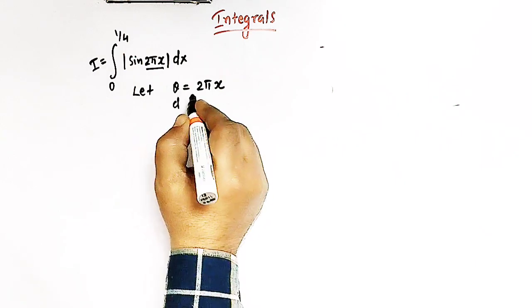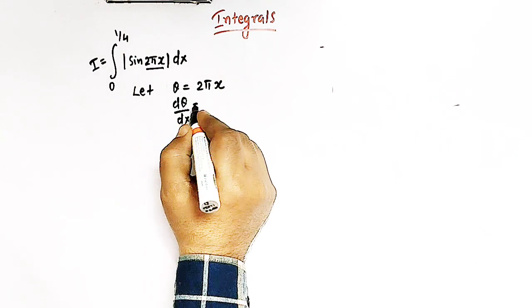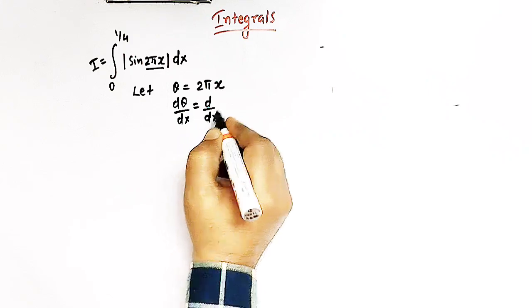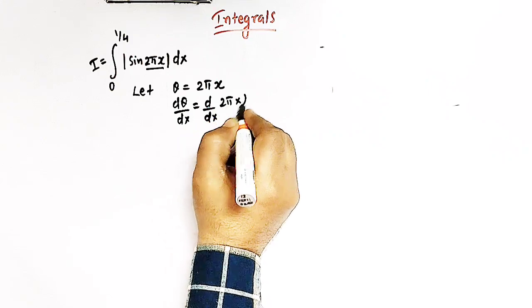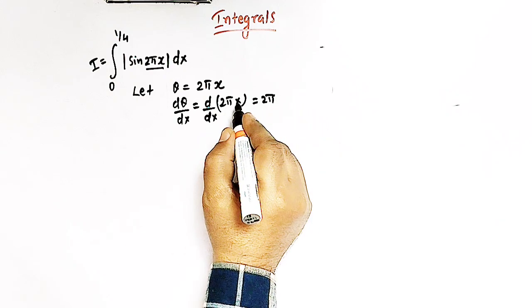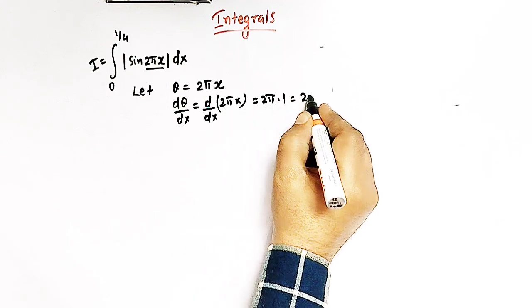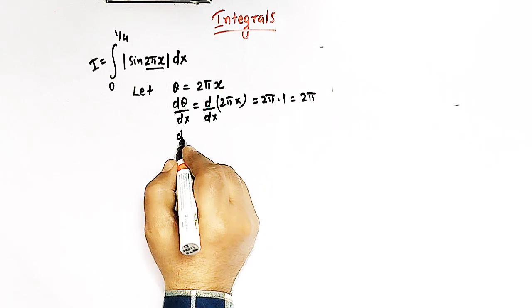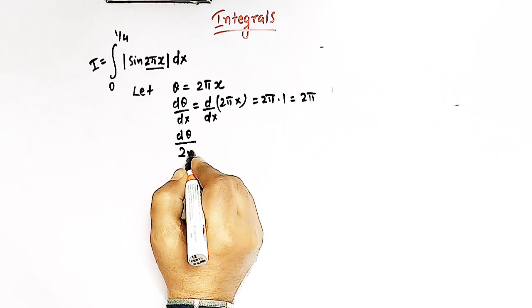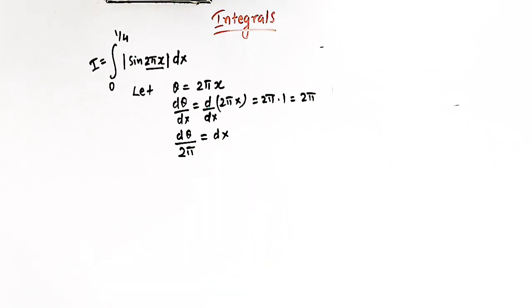Let us differentiate theta with respect to x. d theta over dx is equal to d by dx of 2 pi x, and the derivative of x with respect to x is 1, so this is 2 pi. So d theta over 2 pi is equal to dx, right?